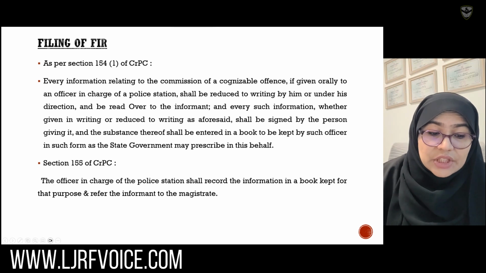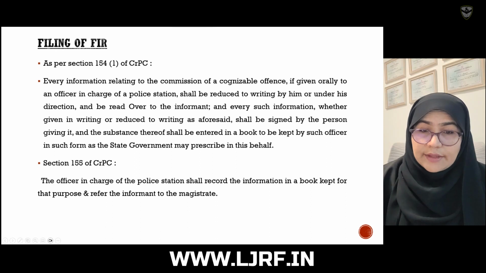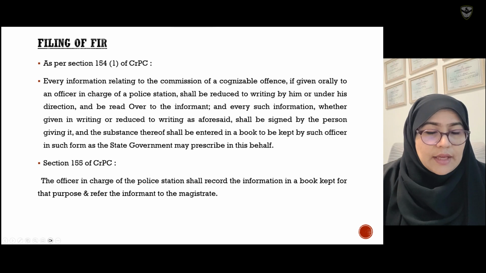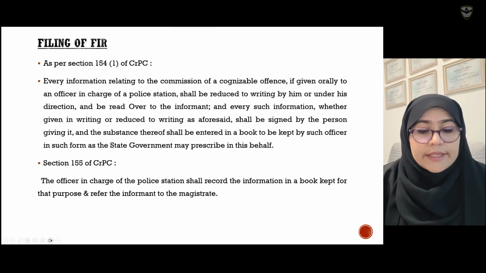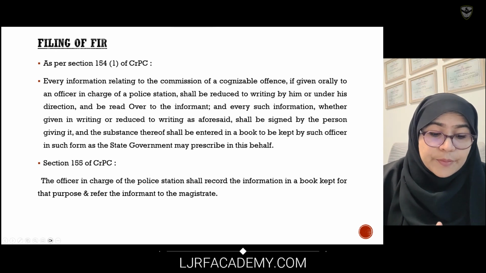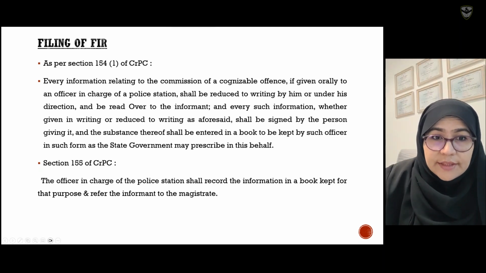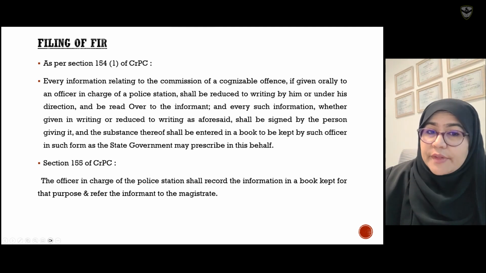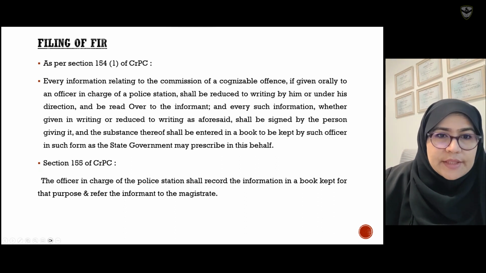And every such information, whether given in writing or reduced to writing as aforesaid, shall be signed by the person giving it, and the substance thereof shall be entered into a book to be kept by such officer in such form as the state government may prescribe in this behalf. So whether the information is given in writing or not, it should be reduced to writing, then signed by the informant. This is the first procedure, and a copy of it should be given to the informant.